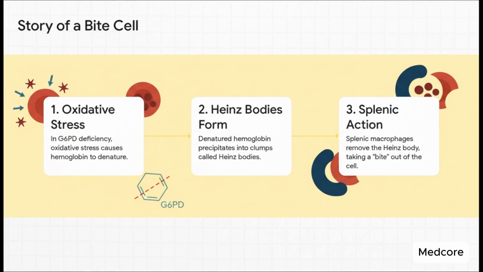Now for the fascinating life story of a degmacyte, or as we all love to call it, a bite cell. It all starts with oxidative stress, and the classic example is in a patient with G6PD deficiency. This stress causes the hemoglobin to denature and form these little clumps inside the cell called Heinz bodies. Then, as that cell makes its way through the spleen, a supervigilant macrophage spots this clump and it takes a bite out of the cell to remove it. And that's how we get this very characteristic shape.